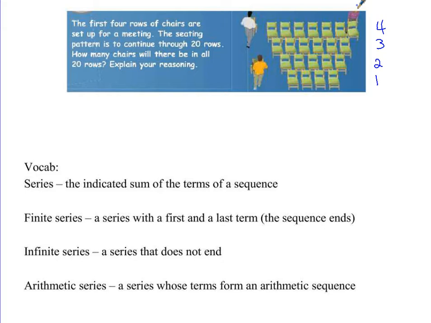So we are starting with how many chairs in the first row? 4. And then how many chairs will be in the second row? And we're trying to add all these things together. So 4 plus 5 plus 6 plus 7 plus 8 plus and so on, all the way up to the 20th row. How many chairs will be in the 20th row?